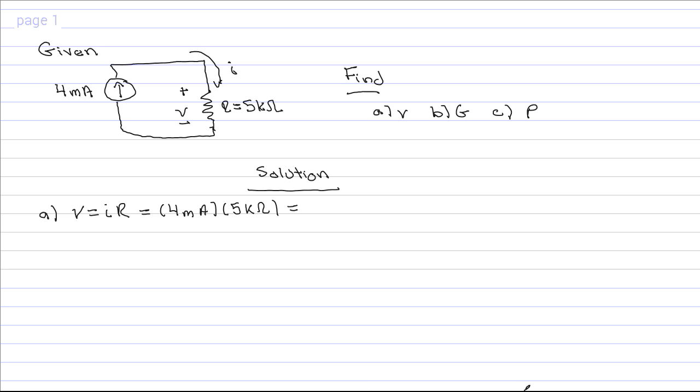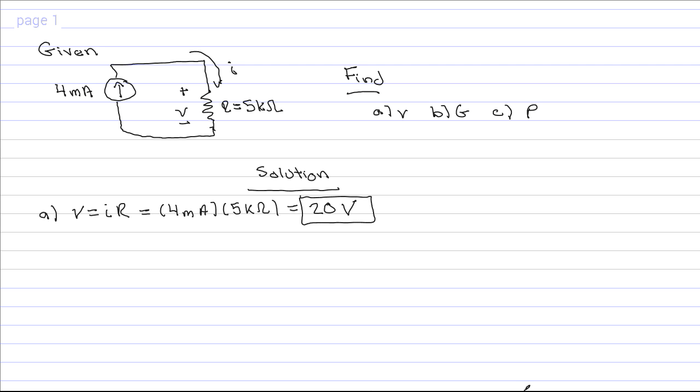In terms of the coefficients, 4 times 5 is, of course, 20. And we're fortunate in that the prefix of milli and the prefix of kilo, which have orders of magnitude of 10 to the negative third and 10 to the positive third, respectively, when multiplied together by the power rule, cancel, leaving us with no prefix and simply units of amps times ohms, which is a volt.